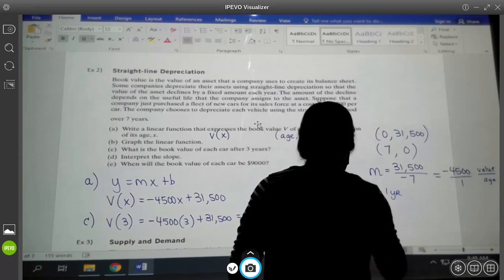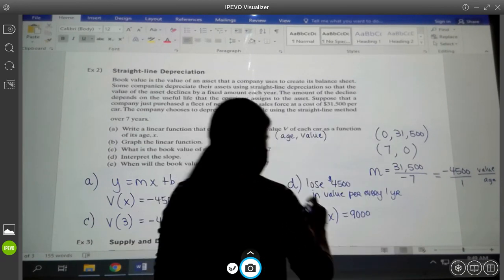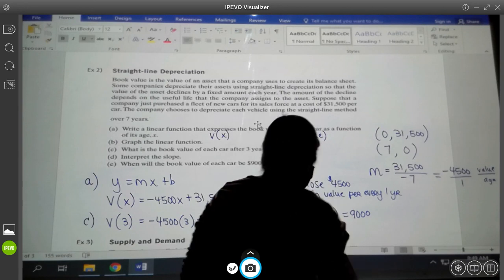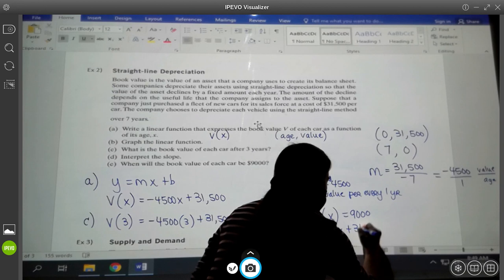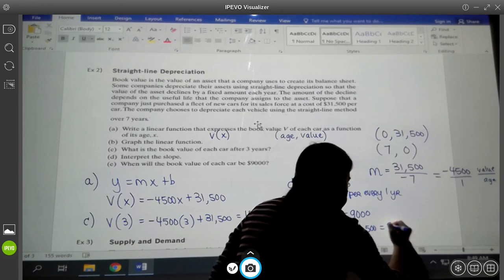And again, linear functions, we're not working with anything too heavy. Minus the 31,500, divide by negative 4,500, and you get x is 5. It'll take 5 years for these cars to have a value of $9,000.